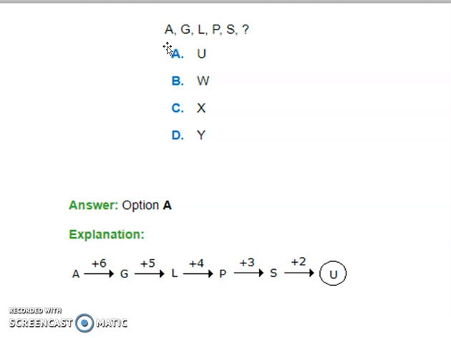The first question was AGLPS. You can notice that there is a distance of 6 letters between A and G, 5 between G and L, 4 between L and P, 3 between P and S. So there should be 2 between S and U. What you should know while solving these types of questions is the relation of alphabets with numbers. A goes with 1, B goes with 2, like that. It should be memorized on the tip of your fingers, so these questions can be easily solved.